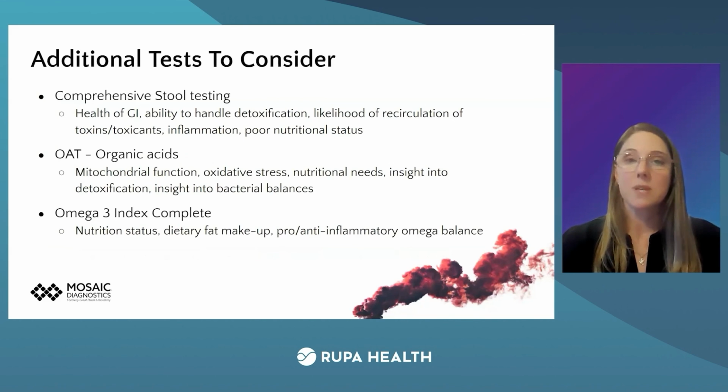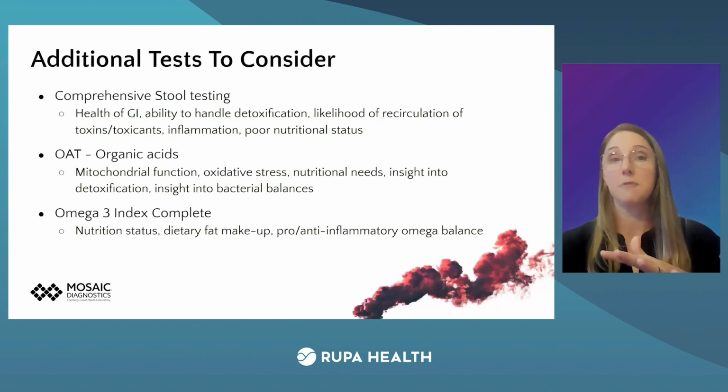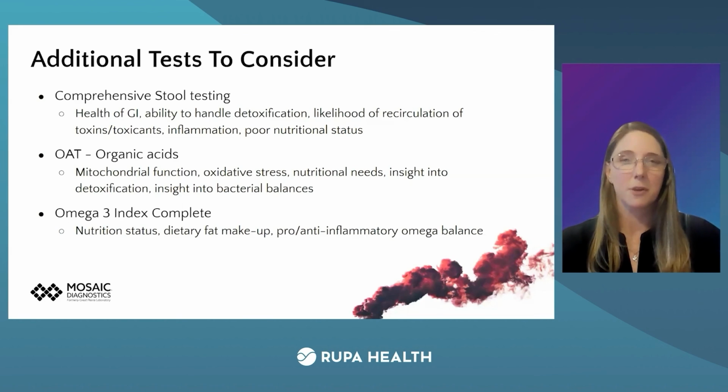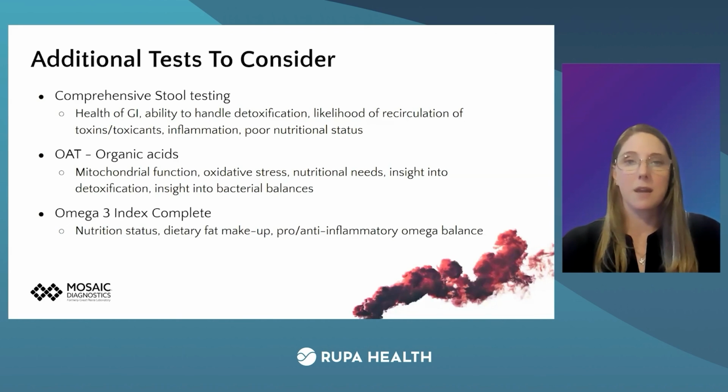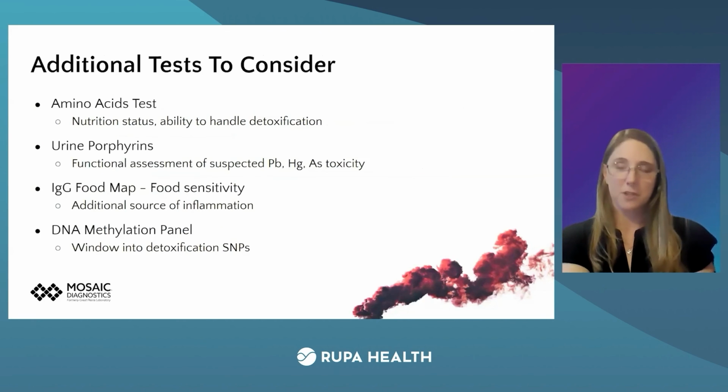Organic acids, the OAT test, it gives us insight into mitochondrial function, nutritional needs, etc. The omega-3s give us insight into whether they're in a pro or an anti-inflammatory state. It also helps us determine some robustness of their immune system and helps us tailor how much they need to take. Amino acid testing, especially with people who have any sort of mood issues, we really want to know that.